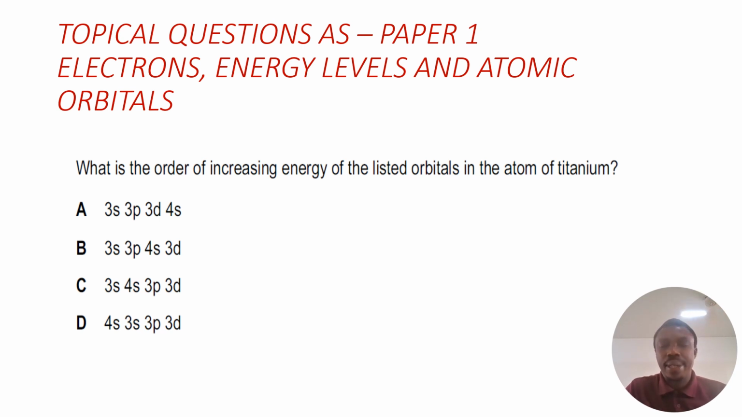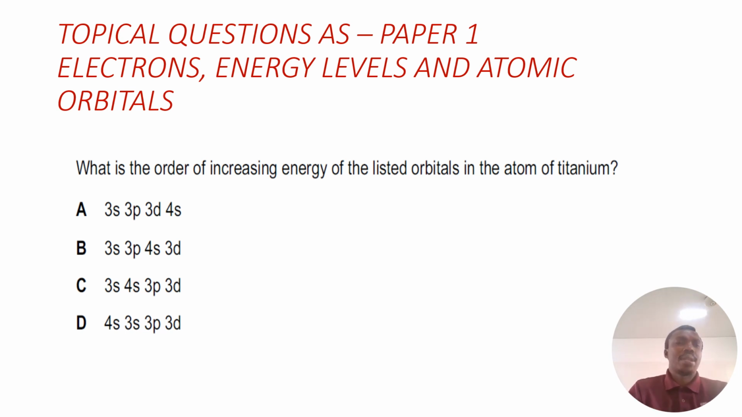So having considered electronic configuration, electrons, energy levels, I want to look at topical questions on electrons, energy levels, and atomic orbitals. We'll be starting with Paper 1. These are typical examination questions, A-level questions, so I want you to pay attention so that you know how to answer them.